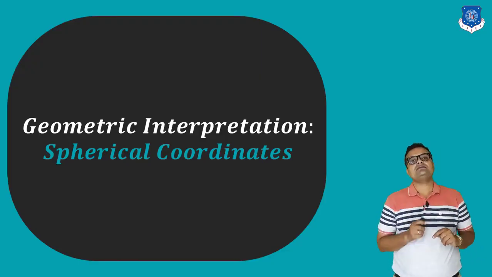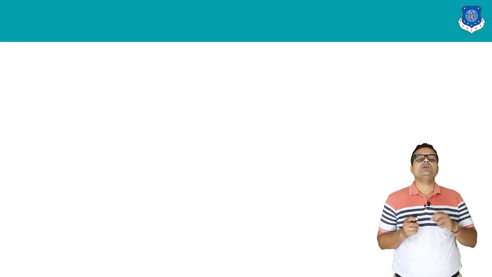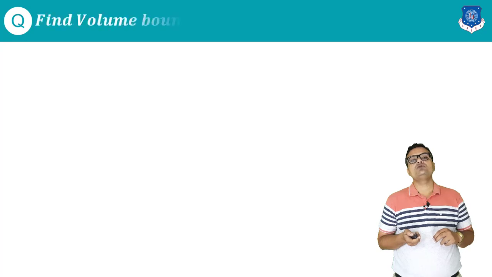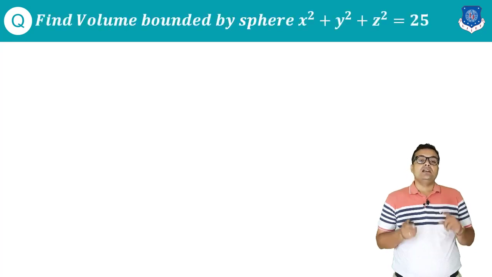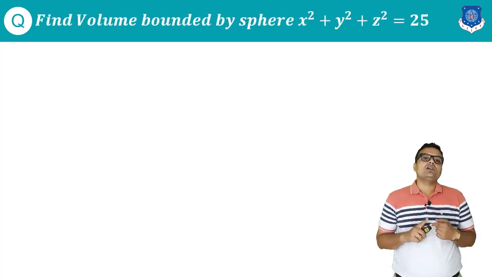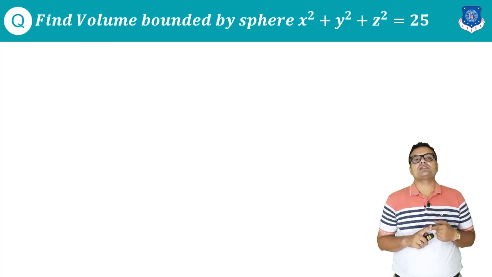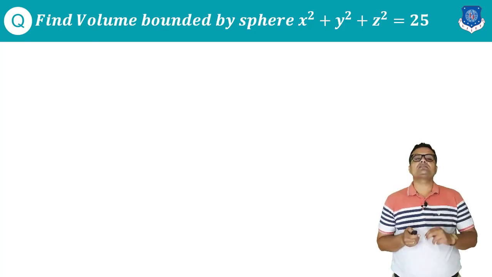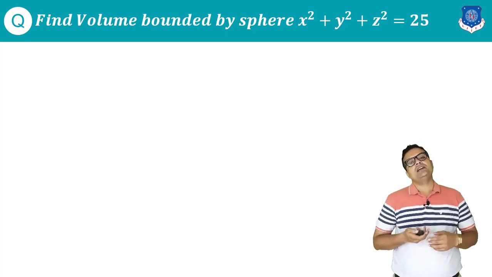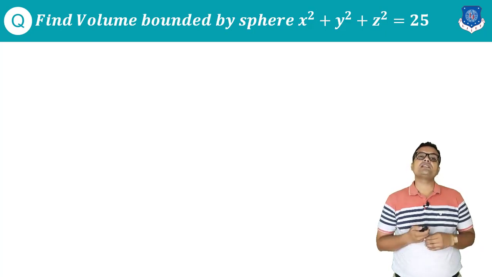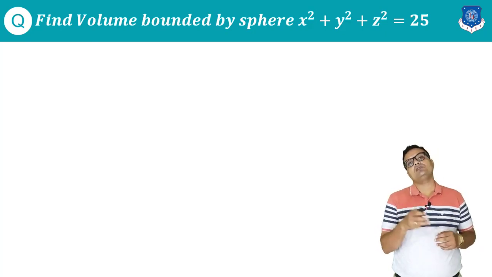Now again, as we did in case of cylindrical coordinates, I need to consider the geometric interpretation, but that will be done with the help of one example. Suppose I want to find the volume of a sphere which is bounded by x square plus y square plus z square equal to 25. Now if I ask you what would be the volume of a sphere with radius 5, obviously your answer will be 4 by 3 pi r cube with r equal to 5.